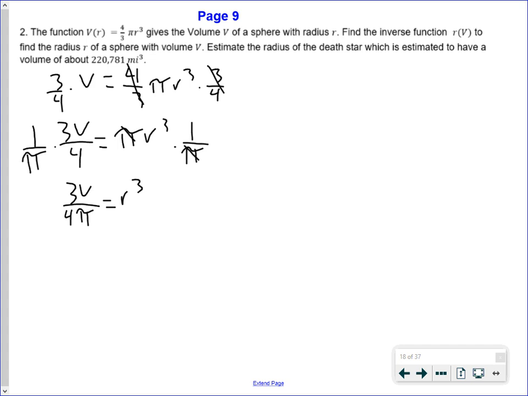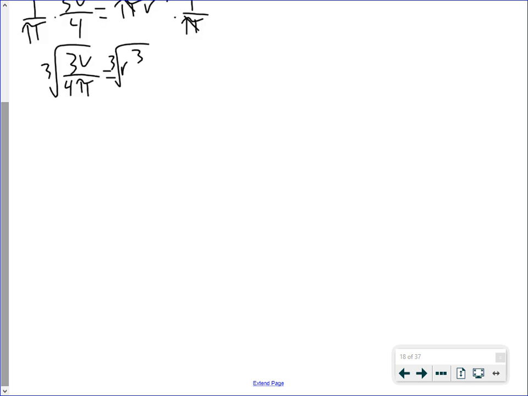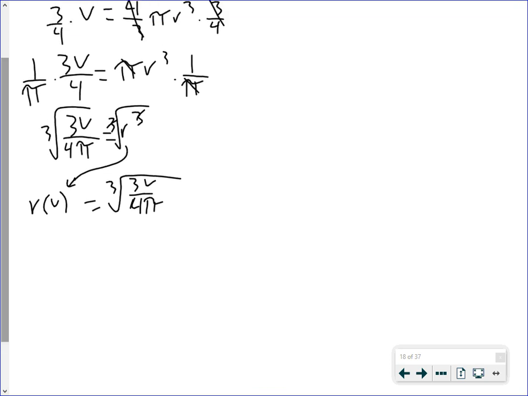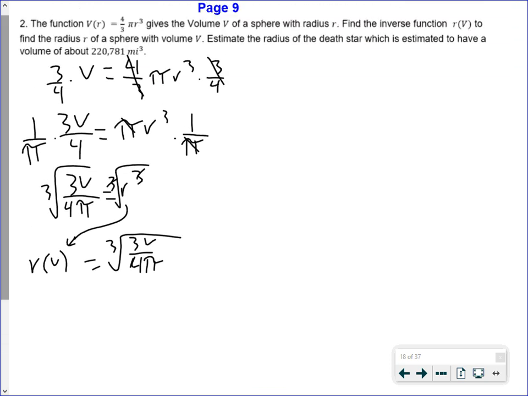And now I need to isolate that r. I need to get rid of that exponent of 3. So I take the cube root of both sides, and now I'm going to write the r on the left side just to make it look a little nicer. So r, since these cancel out, that's going to give us the cube root of 3V over 4 pi. But I guess to write it properly, it should be r of V. R of V gives you the cube root of 3V over 4 pi. So that right here is our inverse function. That's how we figure out what our radius is going to be when we're given the volume.